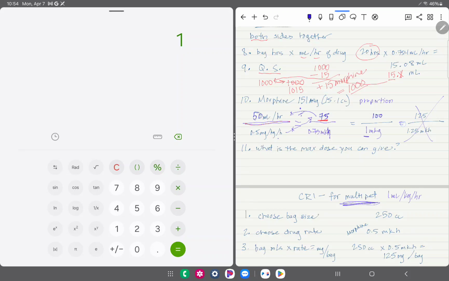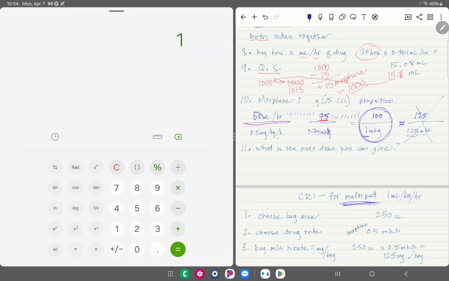And you can see I did the math out farther. I said, well, what if I run it at 125 mils an hour? That got me to 1.25 mg per kg per hour. That's too high. So the highest I can go is 100 mils an hour to get him to 1 mg per kg per hour. Now that's not to say there aren't a lot of numbers in between 100 and 75. And there are a lot of numbers between 75 and 50.